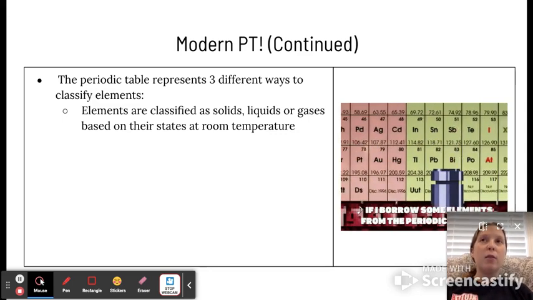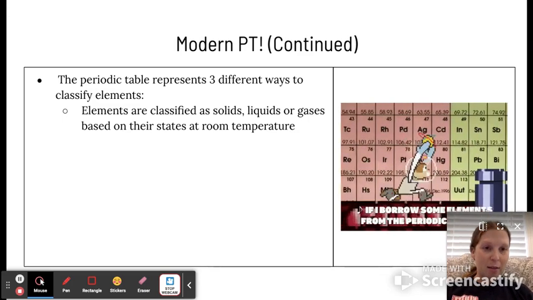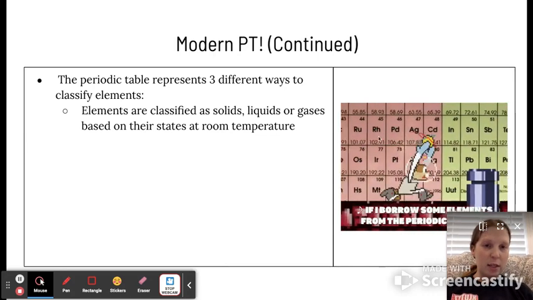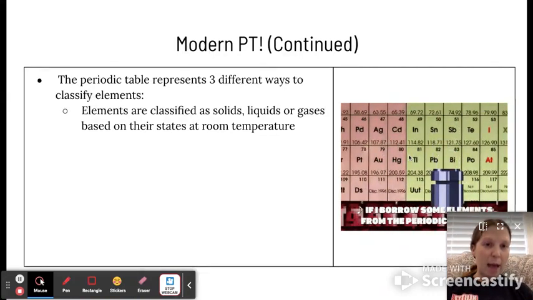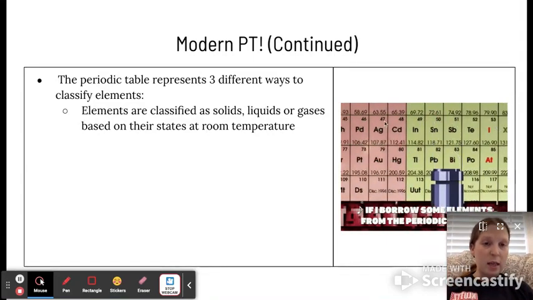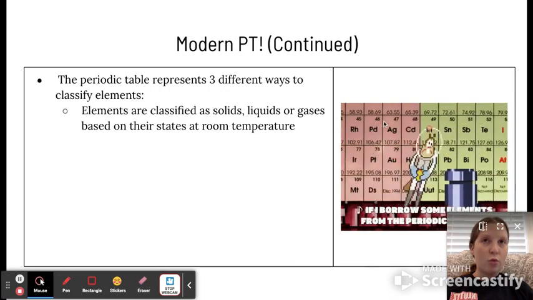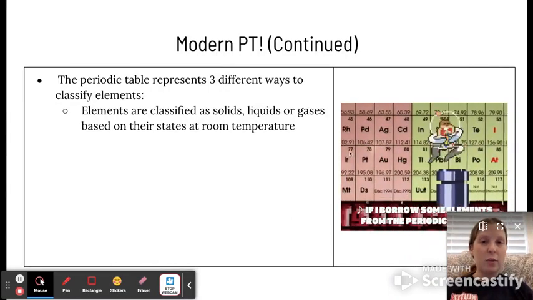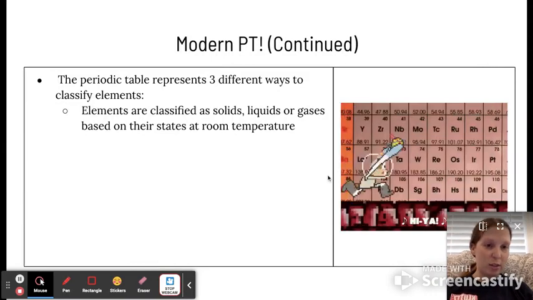A lot of times these are represented by black is solid. So if you see on here, which is a great example, you see these element symbols are in black. Those are the ones that are solid state. If you see them in blue, it should be liquid state. And then if you see them in red, it's usually gaseous state.